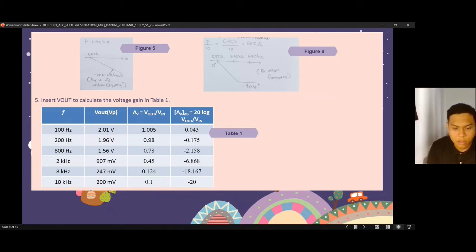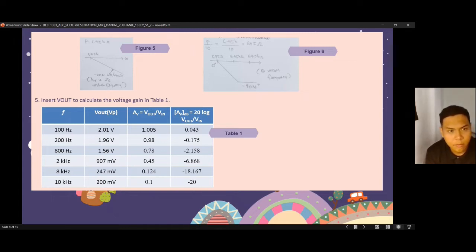Furthermore, in step 5, we insert the V out by using the simulation from Multisim to calculate the voltage gain, as AV equal to V out over V in, and AV in decibels equal to 20 log V out over V in. To find V out, we simply adjust the value of frequency and amplitude in the function generator and make sure the channel 1 V in stays at 4 volt peak to peak.